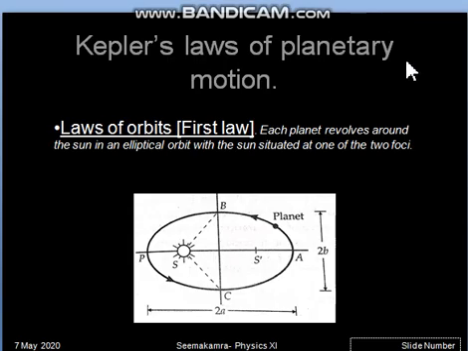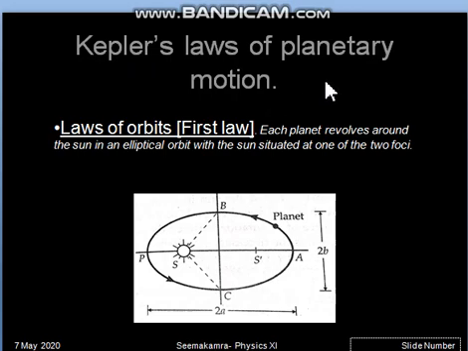Okay, students, in the chapter of gravitation, after studying Newton's law of gravitation, now we have to understand the laws of motion stated by one more scientist, and the scientist's name is Kepler. Now these laws of motion are stated for planets. So we have to study here Kepler's laws of planetary motion.